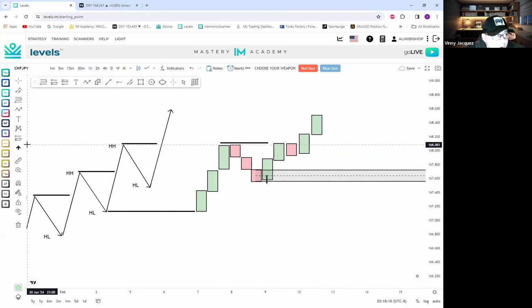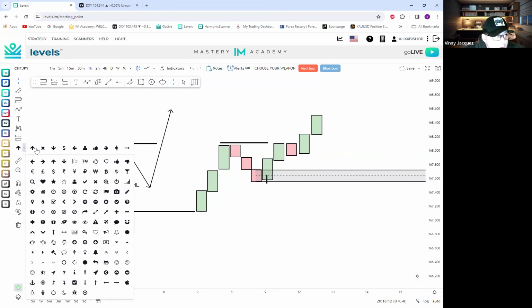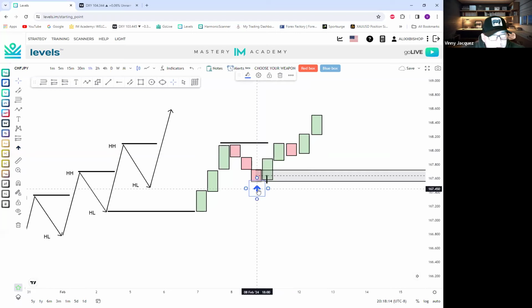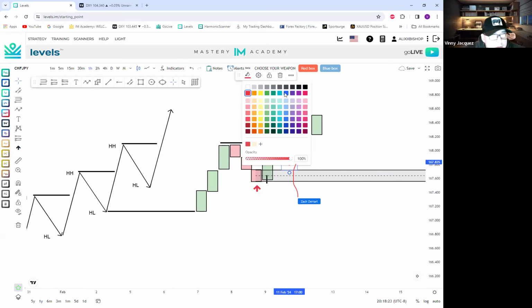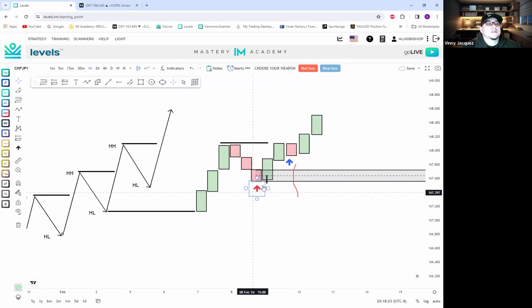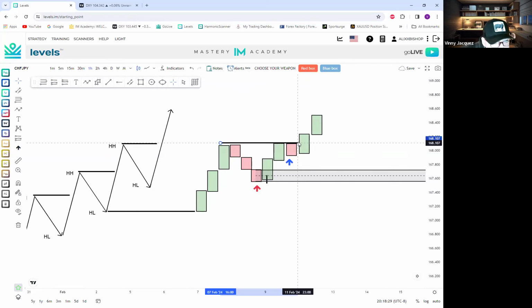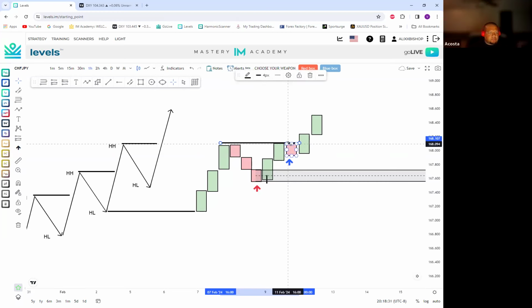Which one's my starting point now, guys? The blue arrow or the red arrow? Oops. Red arrow, my bad. Which one? Blue or the red? Which one is my starting point? Which one gives me the breakout rally? It's the blue. It's the blue arrow.